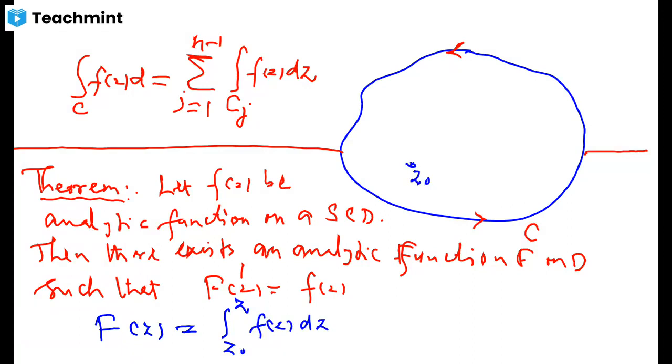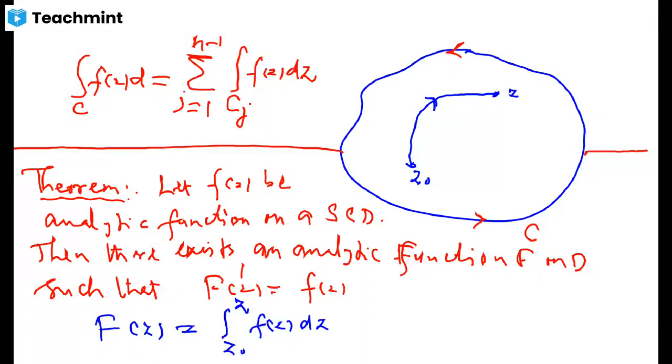And then the only thing that remains to show here is that this function is well defined. And you have to mention what is the path of integration from z naught to z, because this is a simply connected domain, and even if it is a domain, you can choose any path from z naught to z, and then to show that this integral is path independent, that will be sufficient to establish that this capital F is a well-defined function.